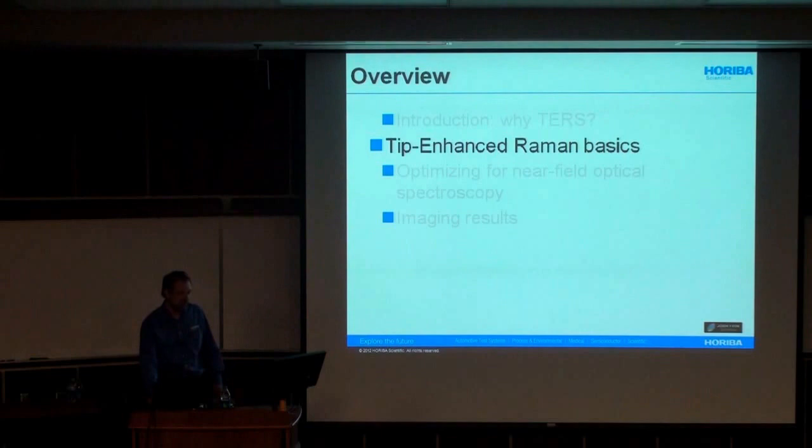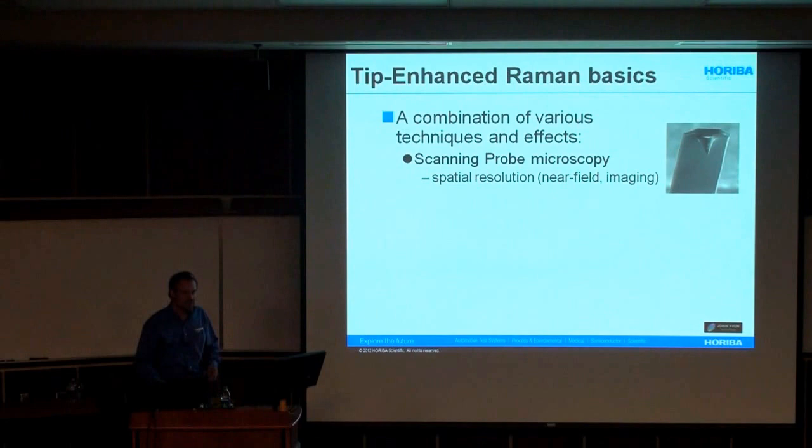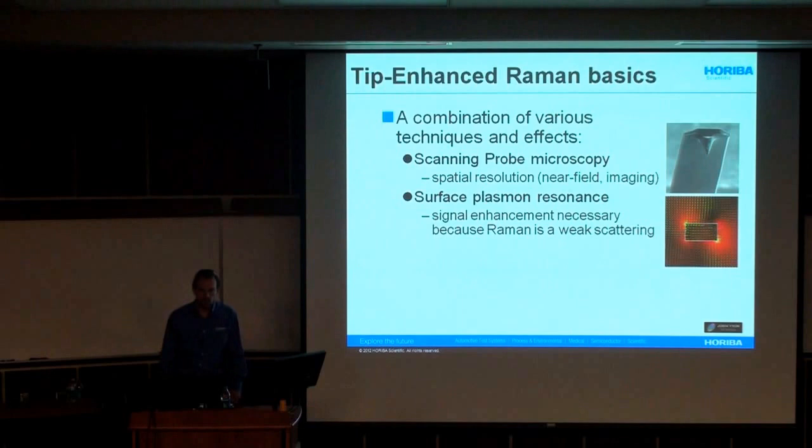How does that work? So we talked about Raman spectroscopy, so it's a combination of various techniques and effects. So there's actually two techniques, scanning probe microscopy, which provides the near field, if you want, probing, giving the spatial resolution of the technique by scanning a tip across the sample, and so the imaging capability by scanning. The main effect that is in use here is surface plasmon resonance, where we basically use a specific coating that allows the surface plasmon resonance, and that enhancement is necessary because the Raman scattering is very weak.